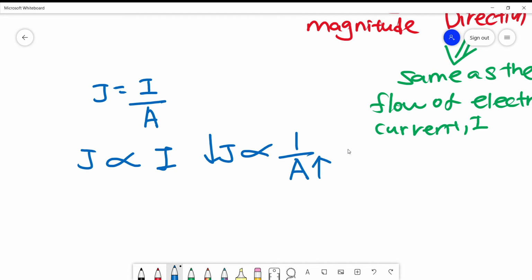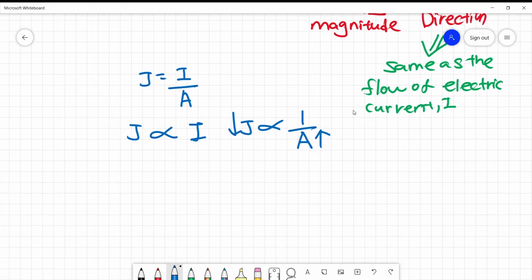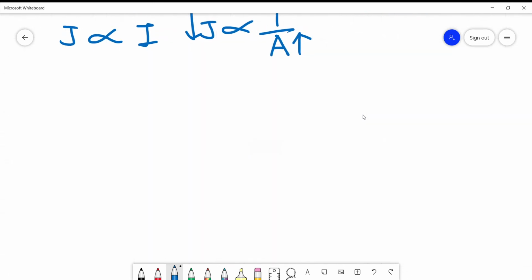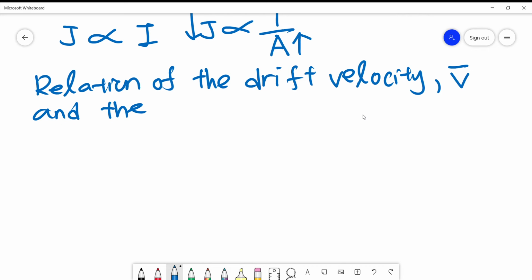Okay, so we have done the introduction for the current density. Let's move on to another relation. We are still in the subtopic of current density. We're going to talk about the relation of the drift velocity. The drift velocity is the net velocity of the free moving electrons, as we discussed in the previous video. The drift velocity is denoted v bar.